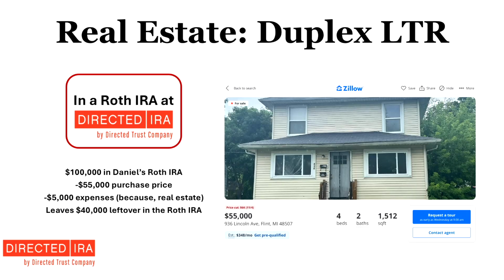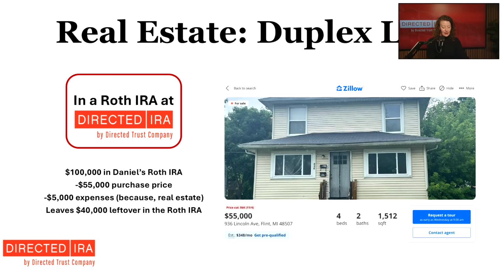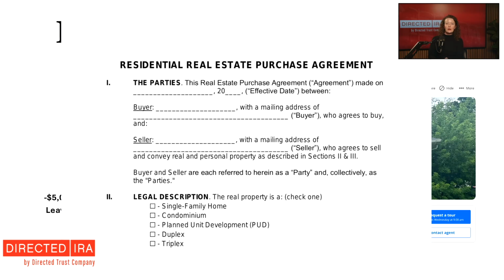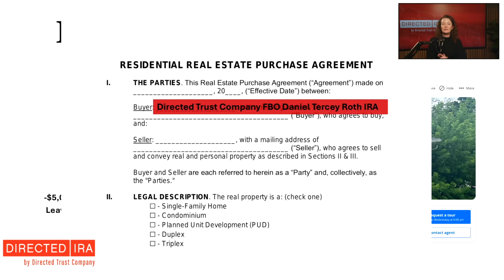So we've got this example again where Daniel owns a Roth IRA. If Daniel's Roth IRA is going to own this real estate, then that means Daniel does not own it personally. On your typical purchase agreement, the purchaser is going to say your name. But on a purchase agreement for an IRA investment, it's going to have this really unique titling.